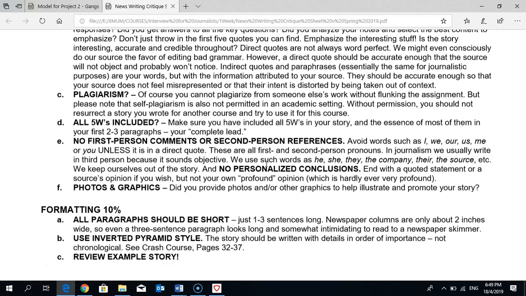That's more of an opinion piece. You avoid it. There are a few, very, very few exceptions to that rule, but I would say for my class, to be on the safe side, don't use I, we, or you outside of a direct quote. If it's a direct quote, then you can obviously use them as part of the quote. But outside of a direct quote, we don't use them. We use third person: he, she, they, and so forth.